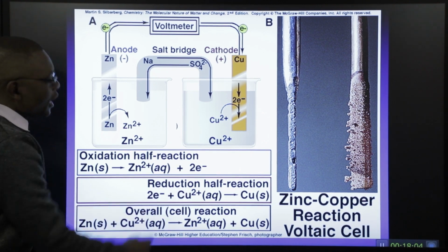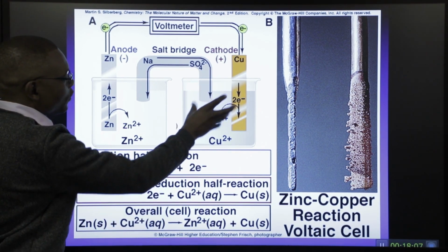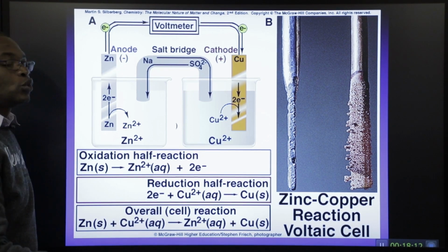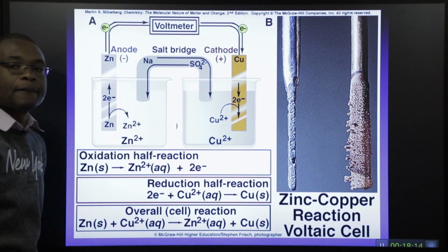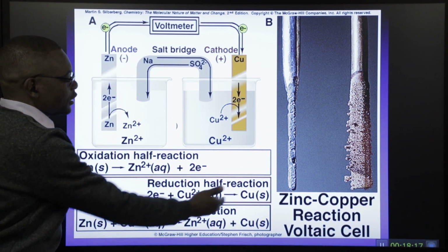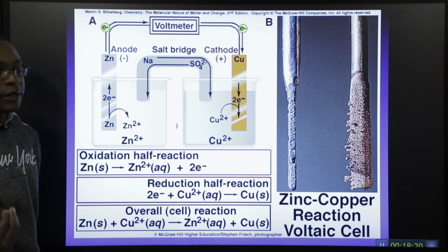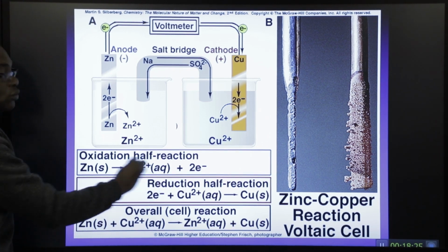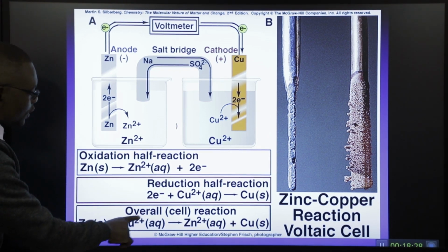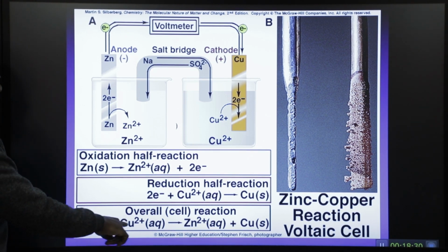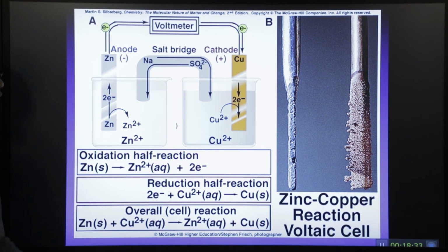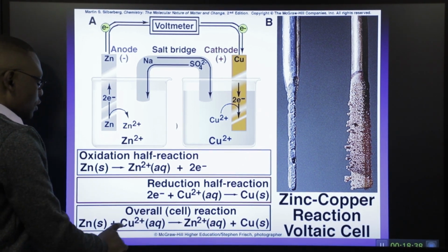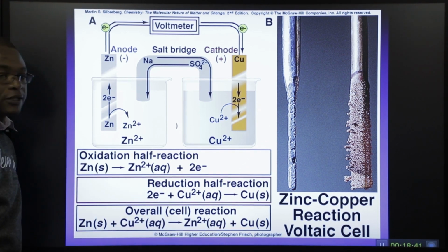Okay, and then the reduction half reaction here at the cathode: you can actually see that the copper 2+ ions are picking up the 2 electrons which are coming from the zinc. And when that happens, it forms copper solid particles. And the overall reaction, where we are combining the two, you will see that the zinc solid is reacting with the copper 2+ ions, and we have an exchange of electrons, and then the zinc becomes zinc 2+, while the copper 2+ becomes a copper solid.